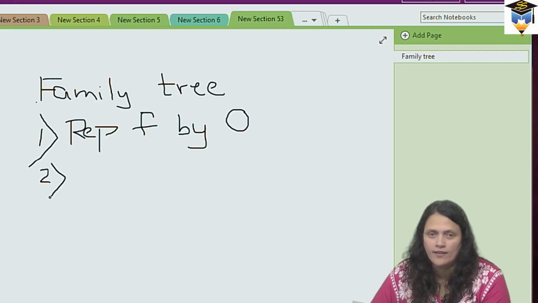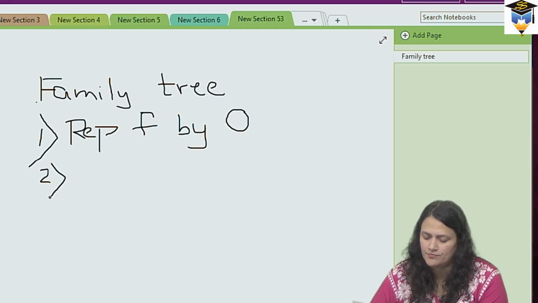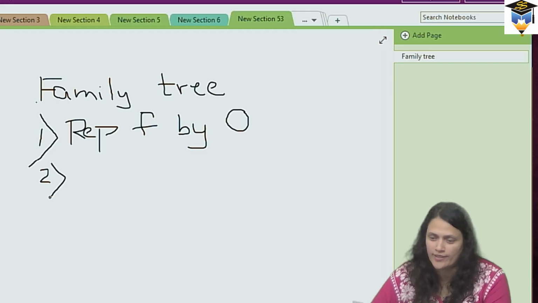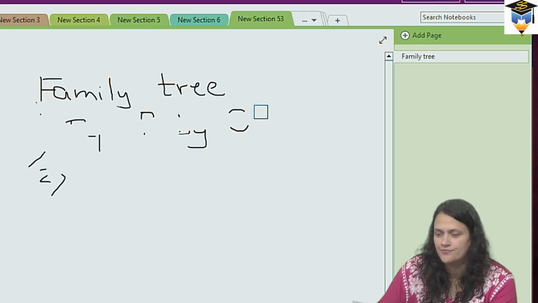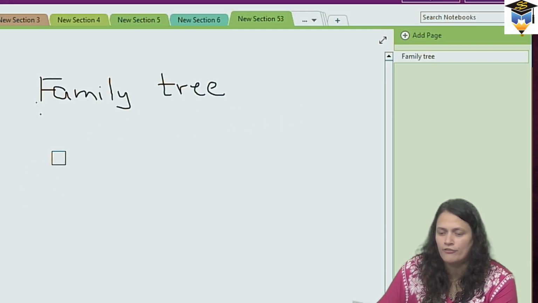Next point, third point, place older generations above younger ones. So how many points do we have now? Only 3 points. Okay. Now let us go to an example and try to draw with the help of a family tree.